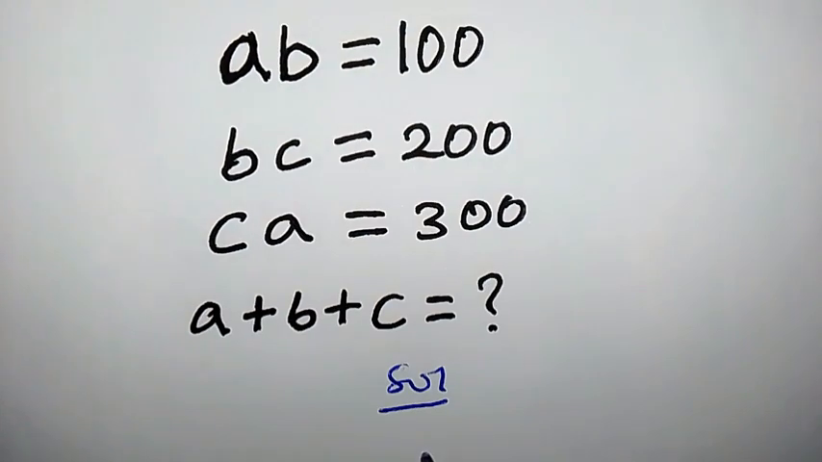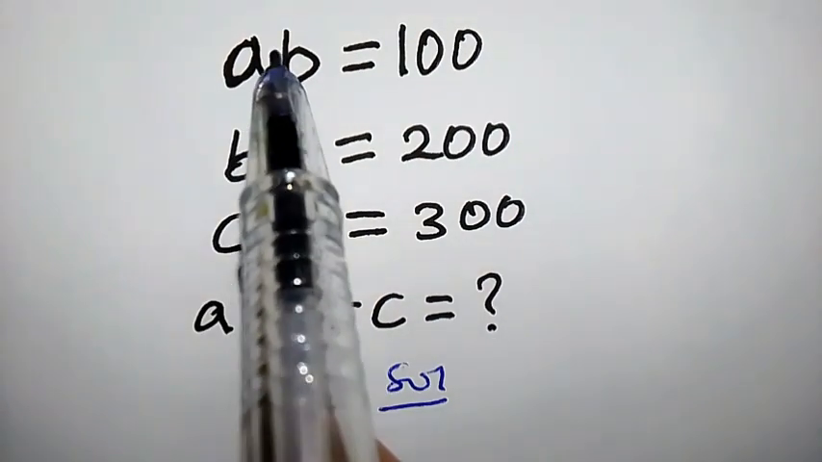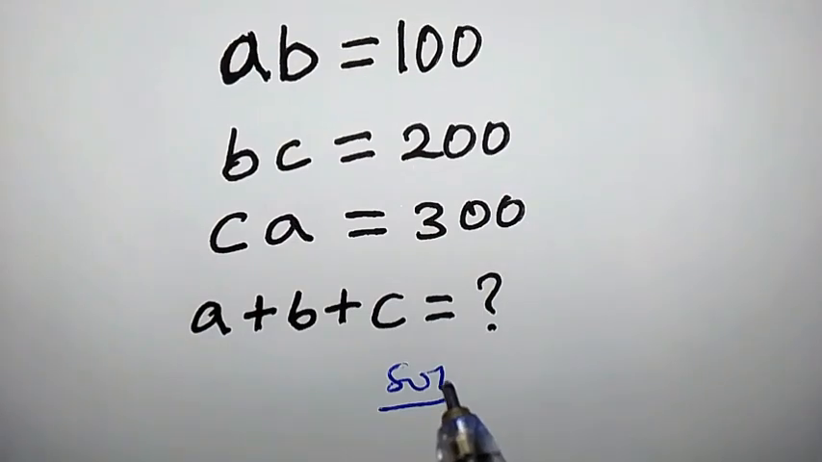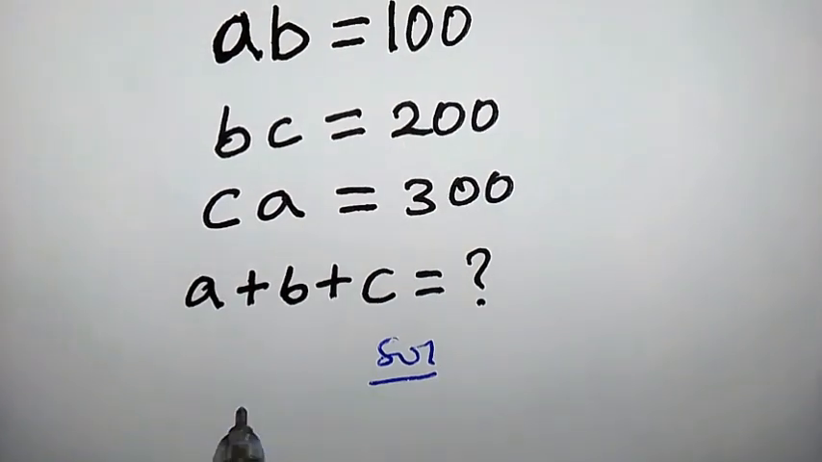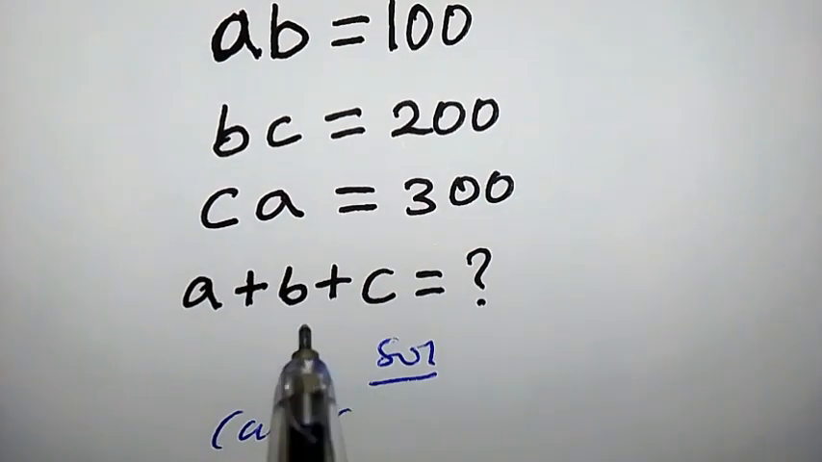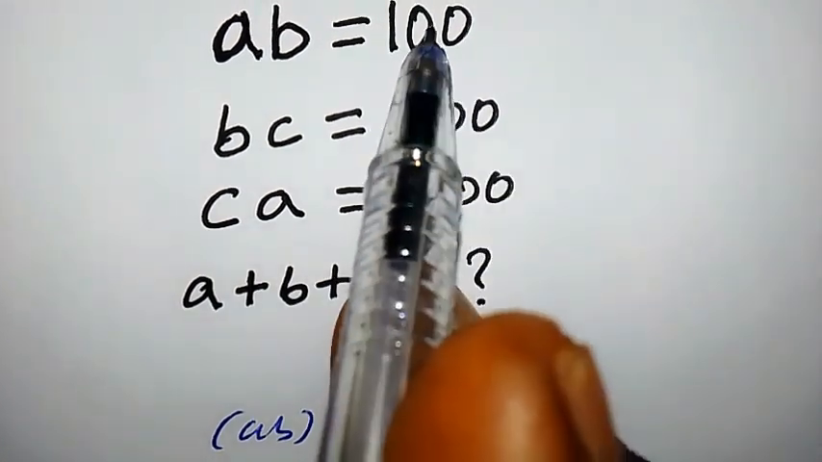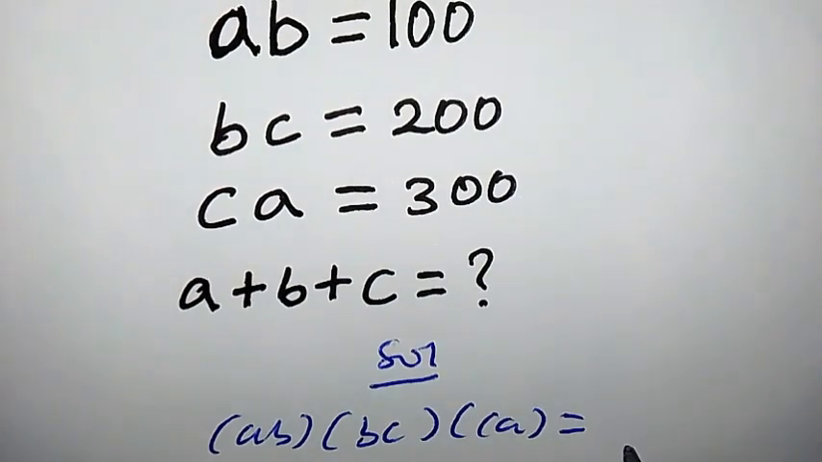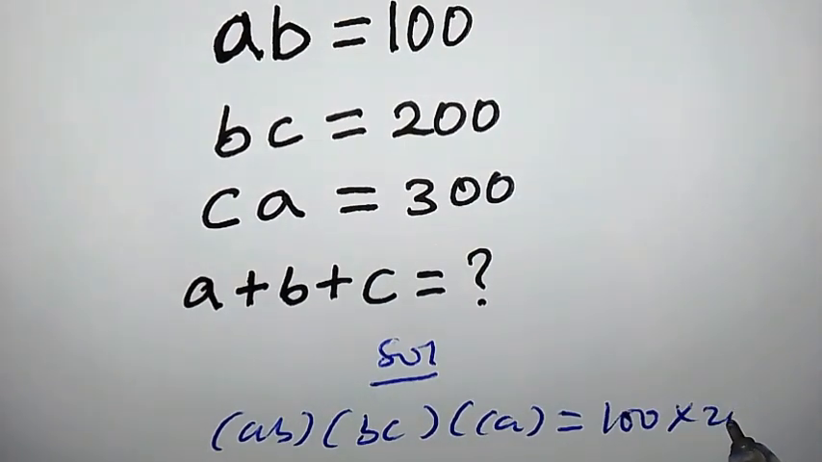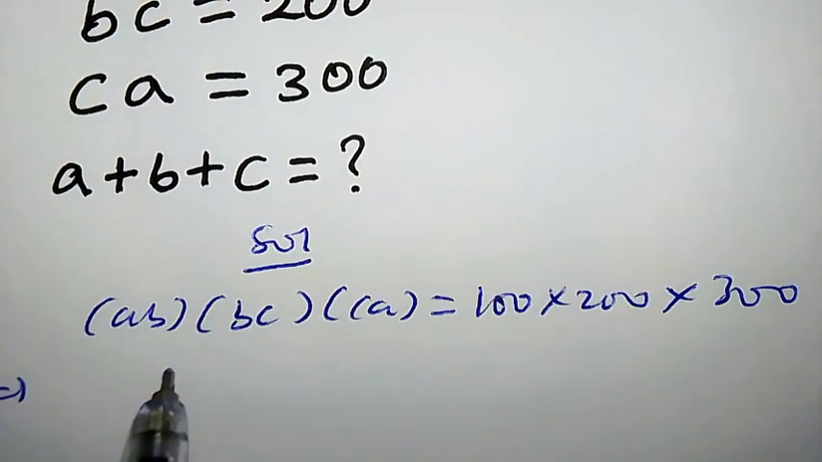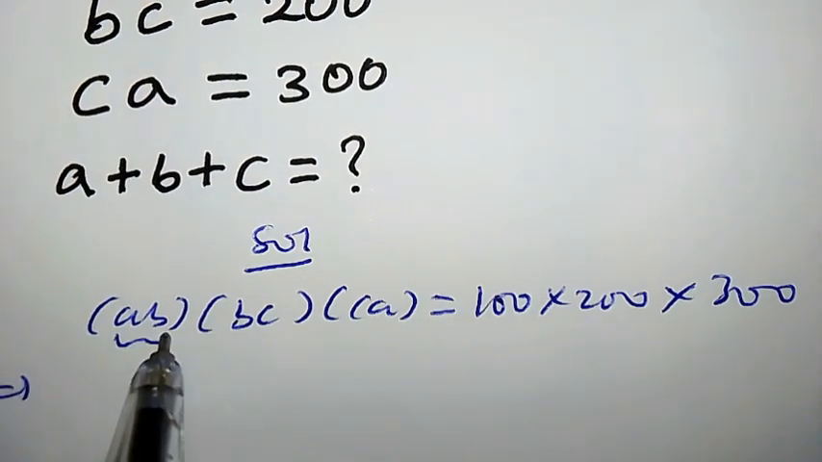Solution. The first step we are going to take is to multiply this left hand side together and this right hand side together. So let's do that. So we're going to have ab times bc times ca equal to this right hand side, we multiply them together. 100 times 200 times 300.